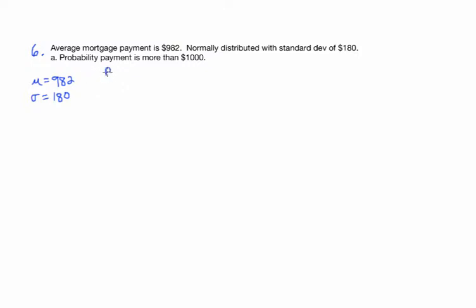So that's the probability that our data value is more than $1,000. We know that our data value that we're looking at is 1,000. The first thing to do is change that into a z-score. You use this formula to change to a z-score. I'll write it up here. That says the z-score is the data value minus the mean divided by the standard deviation.